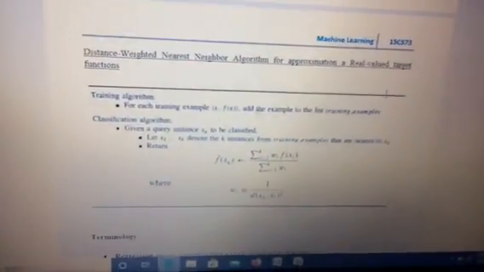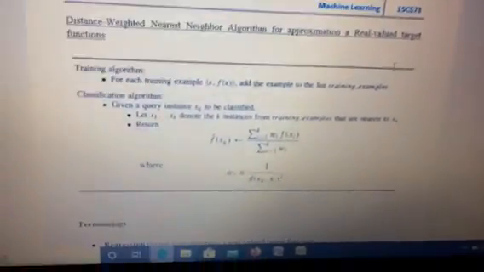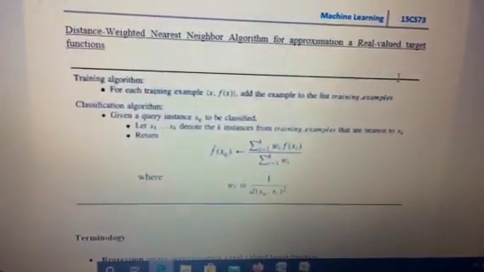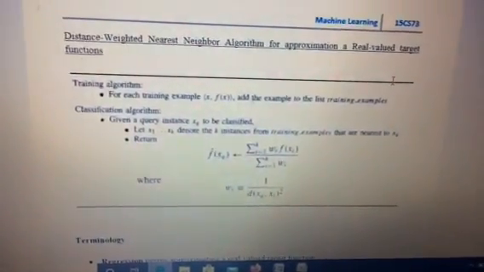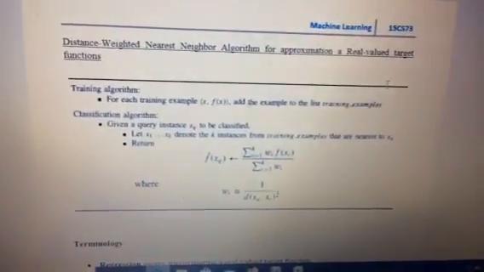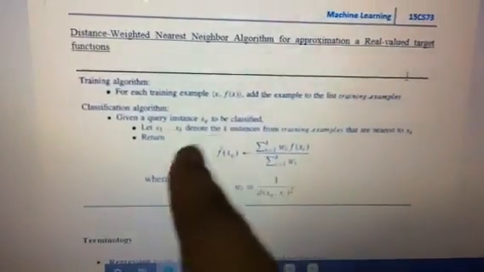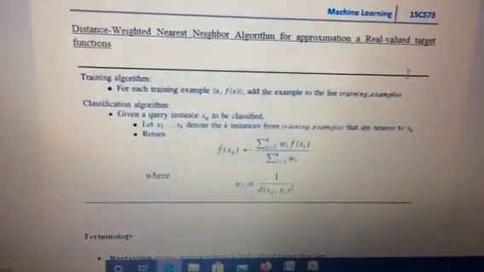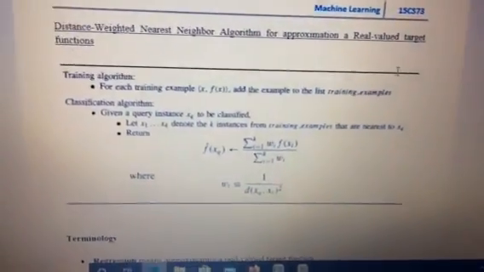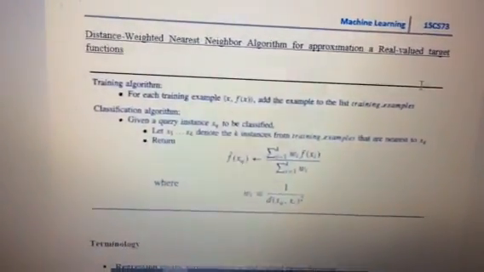So this is the distance weighted nearest neighbor algorithm for a real valued or continuous valued function. Here you can see that the input and the output, that is the target function, are represented in the form of an ordered pair, x comma f of x. Next we have the classification algorithm. I told you the only change will be in the formula. So xq is a query point, whereas x1 up to xk, that is our xi values, indicate different data points, and the formula for classification in a continuous case is given by this.